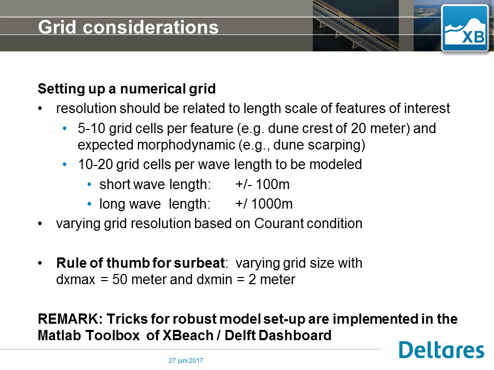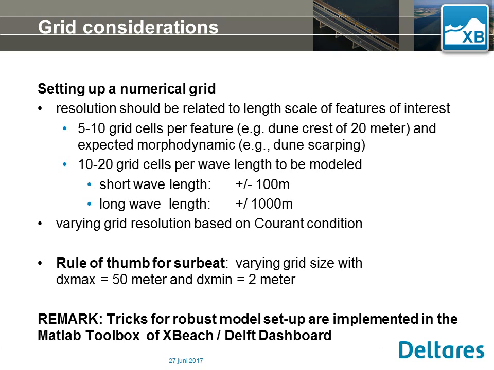When setting up a grid, you also, of course, need to think about the grid resolution, so the grid sizes. Typically, the resolution should be sufficient to describe the hydrodynamic and morphodynamic features of interest. So, say 5 to 10 grid cells per morphodynamic feature, and also think about the kinds of morphodynamics you're expecting. So, for instance, dune erosion would also have dune steepening, so you want to be able to produce the scarping of the dune correctly.